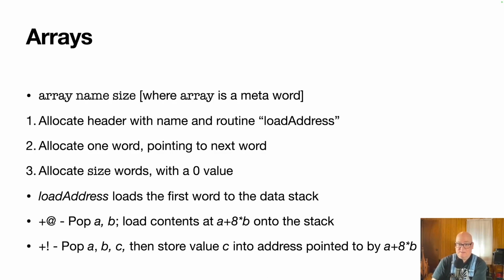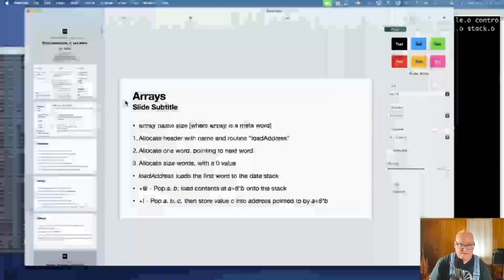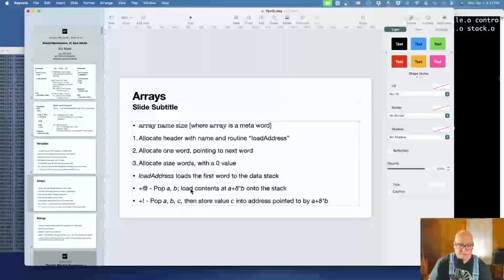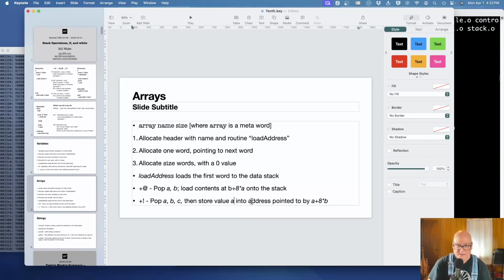And then plus bang is a store, but it's got the offset stuff built in, and I got them backwards again, didn't I? Ugh. Okay, so B should be the address, the name, and then A should be the offset. And this one: store the value A into the address pointed to by C plus 8B. Okay.